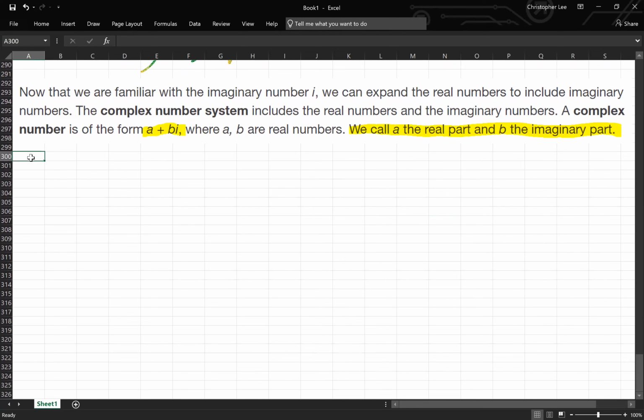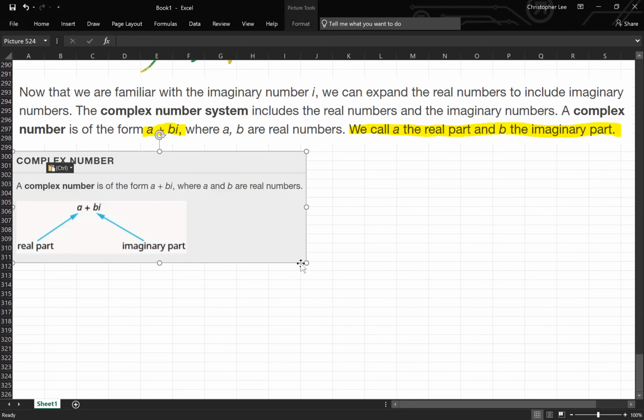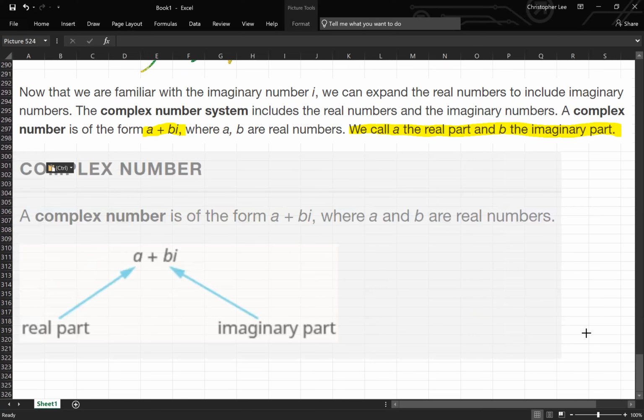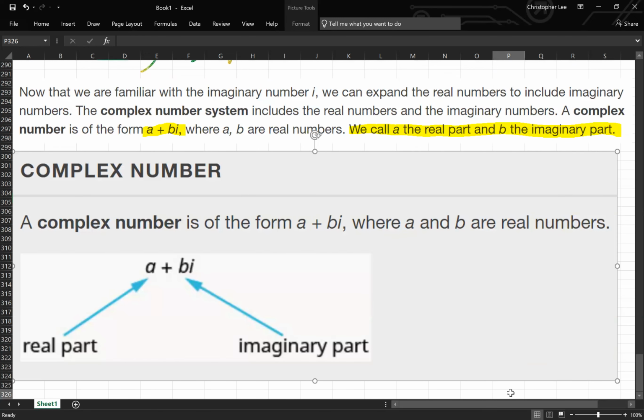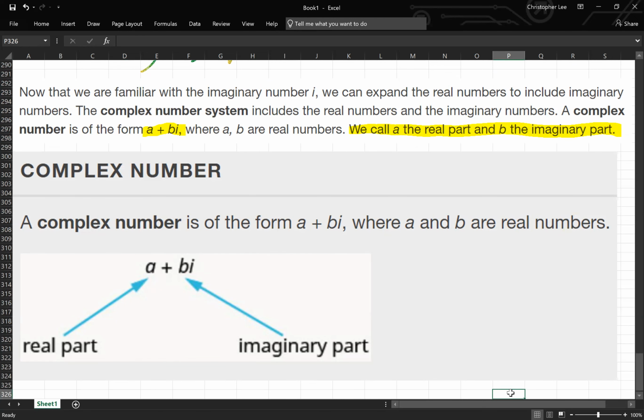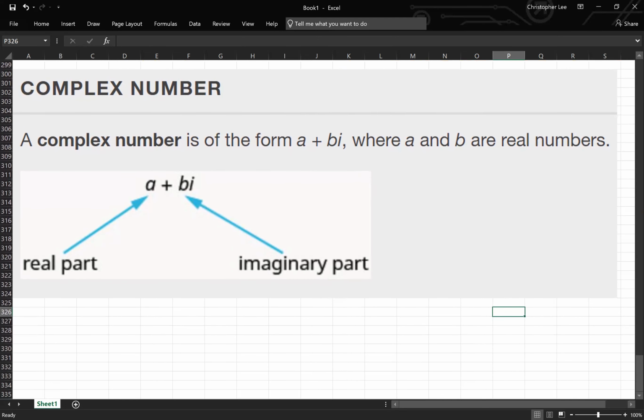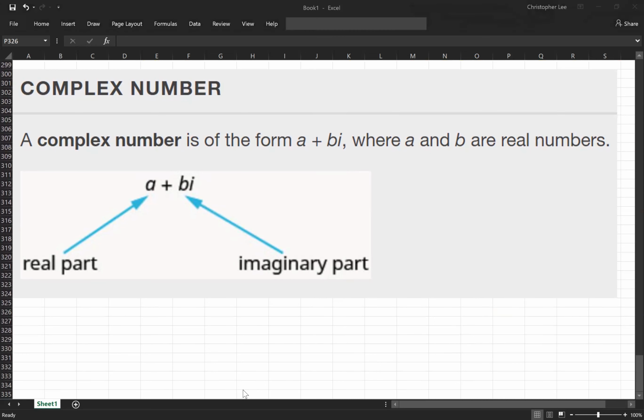That didn't sound too good. Let me do it one more time. A complex number is of the form a plus bi, where a and b are real numbers. A is the real part, and b is the imaginary part. So a would be like 7 or something. Exactly. b would be 5. Right, so like 7 plus 5i or something. Yeah. All right. Make sense?